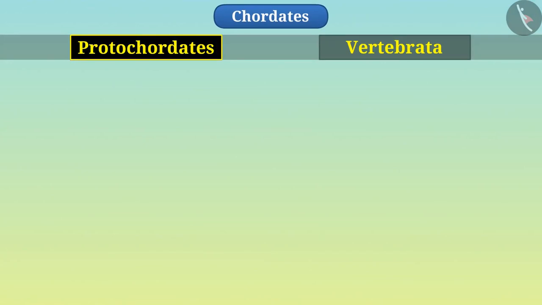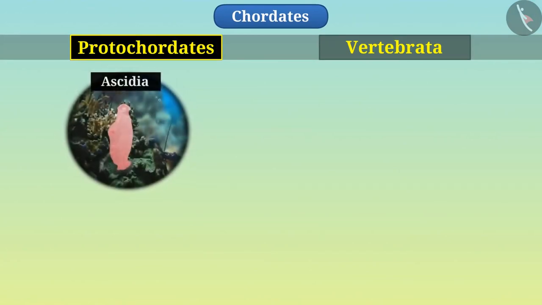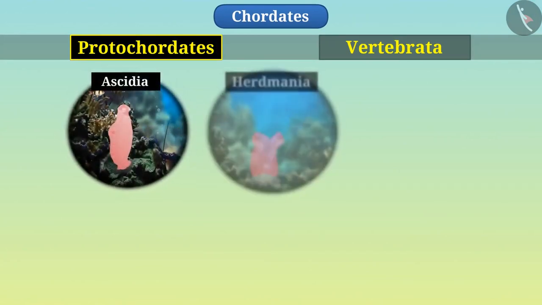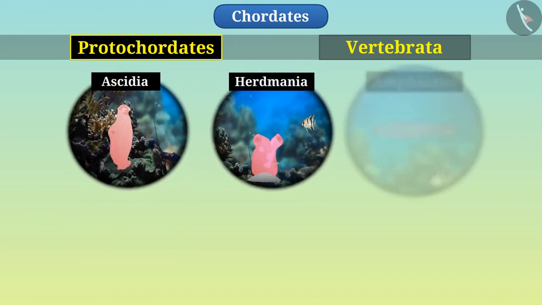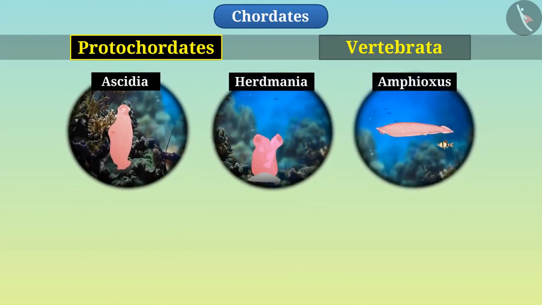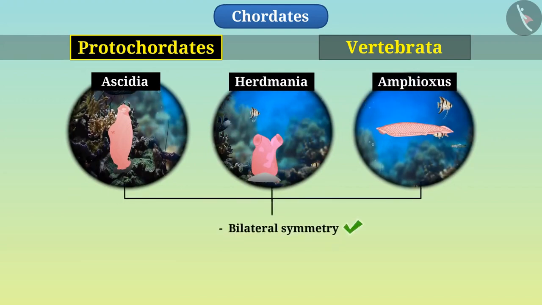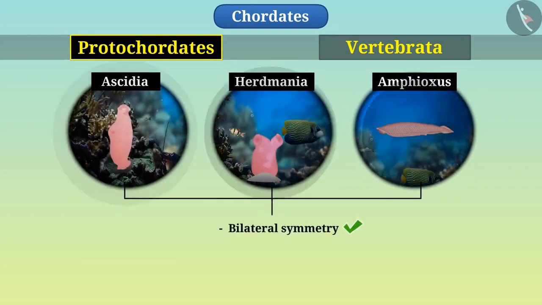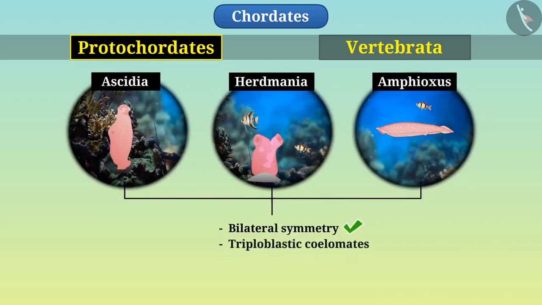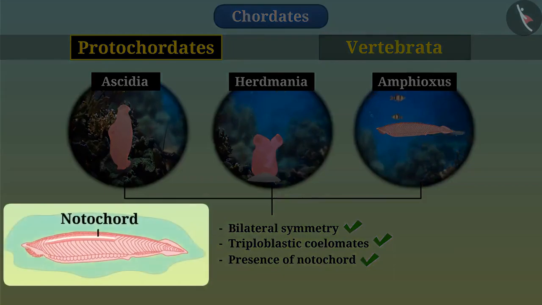These include Ascidia, Herdmania, Amphioxus, etc. Their bodies have bilateral symmetry. They are often marine creatures. They are triploblastic coelomates, but their main feature is the presence of notochord. Notochords are long rod-like structures found on the back of animals.